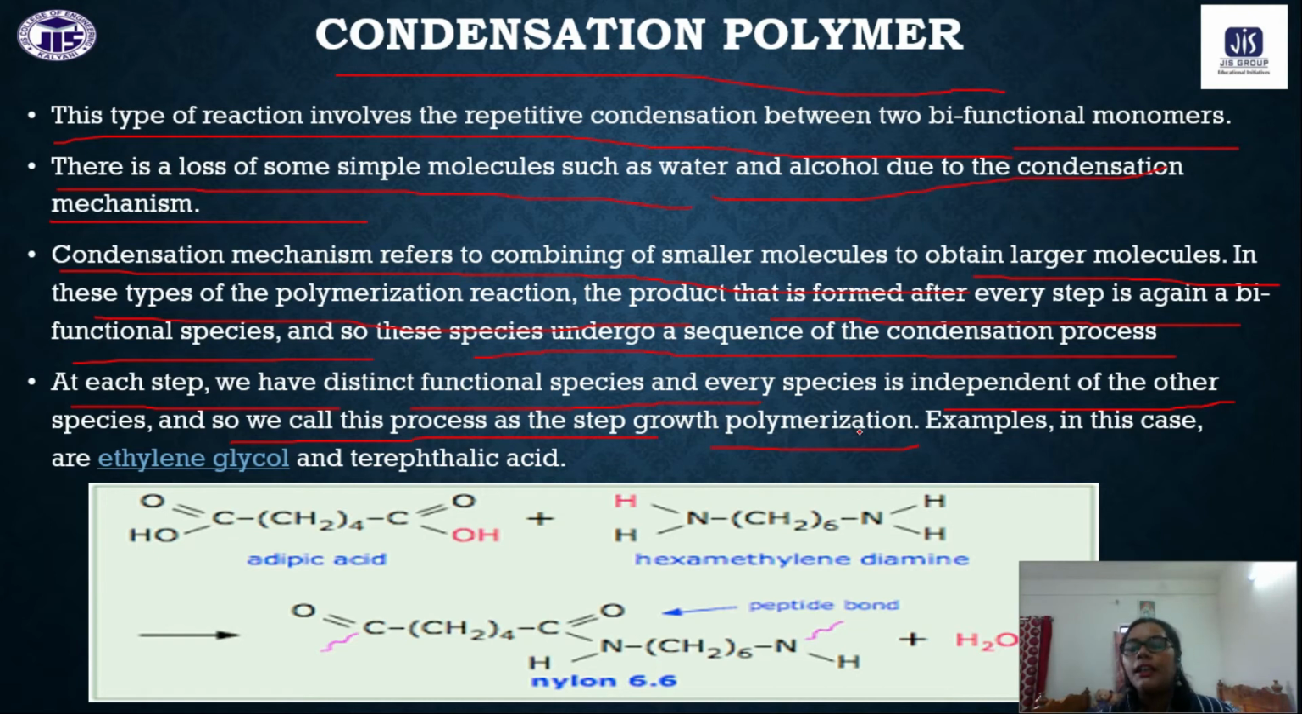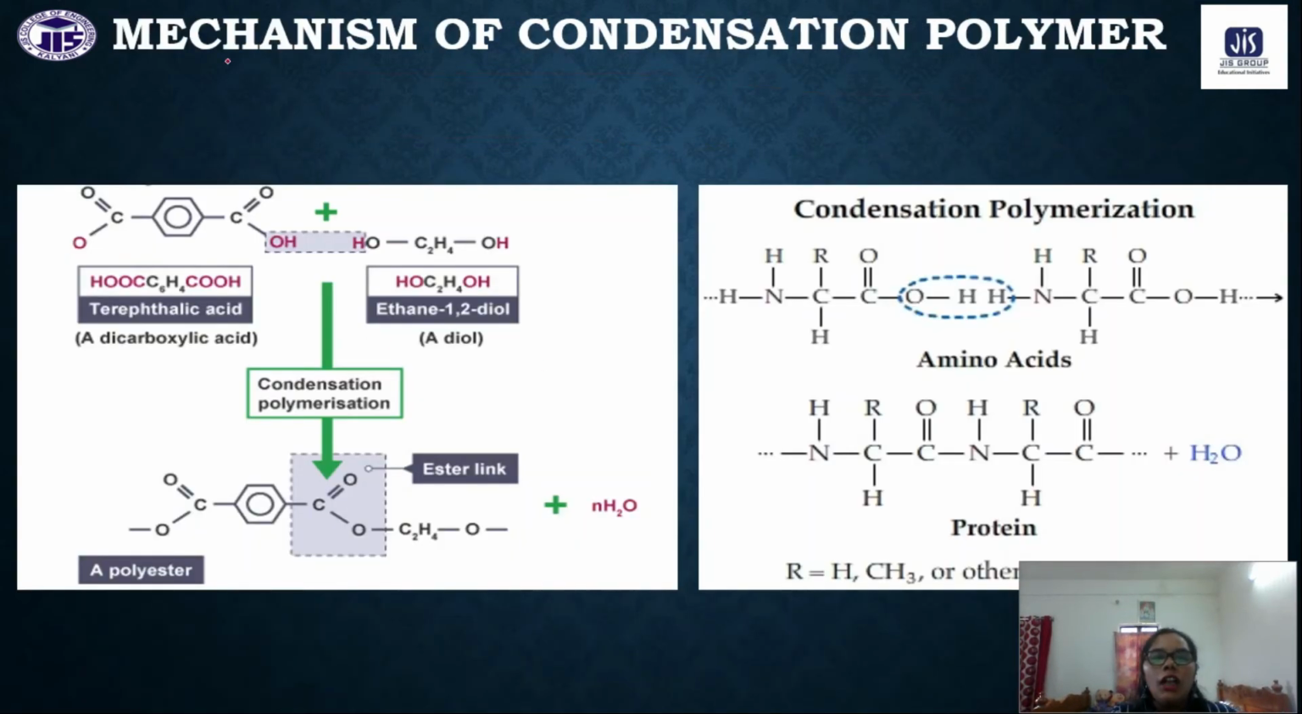Examples of condensation polymerization are like nylon 6,6, okay, and tartaric acid with ethylene glycol. While attached with each other, they again make the condensation polymer. Okay, so this is what I say about tartaric acid and ethylene glycol. While they are attaching with each other, it will make a polyester.